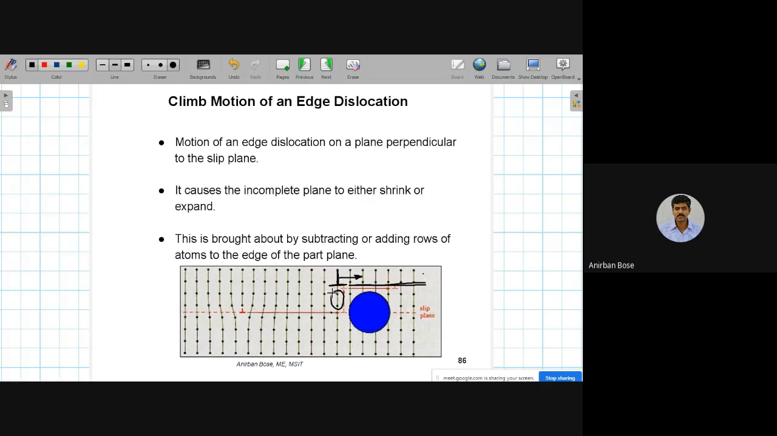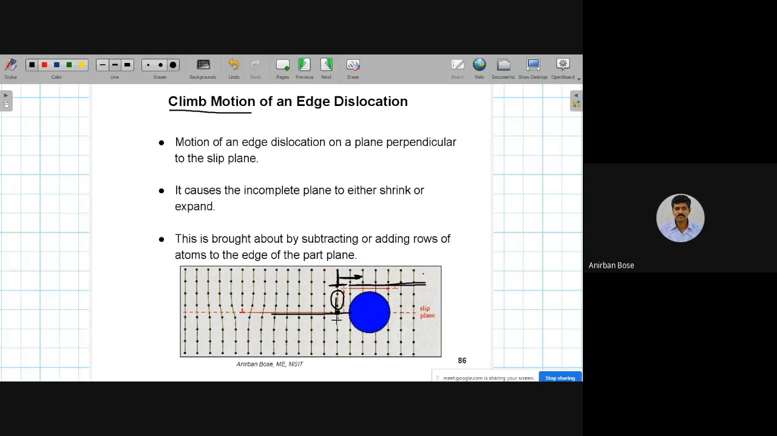So this is the process by which ultimately this dislocation line moves up. It moves up, meaning it moves perpendicular to the slip plane. That is why this is called the climb up motion, or the positive climb motion. So in this way, a dislocation motion is also possible, and that motion is called the climb motion.